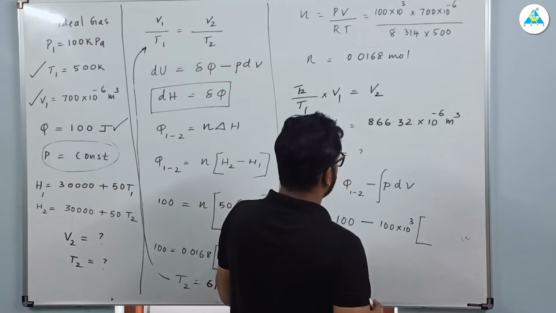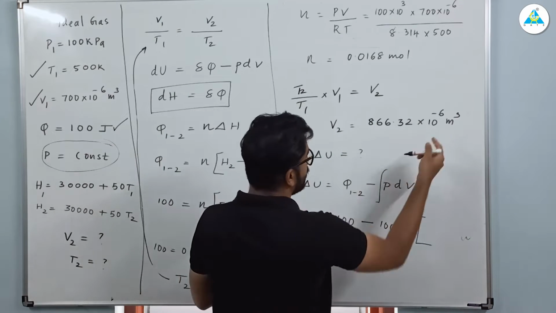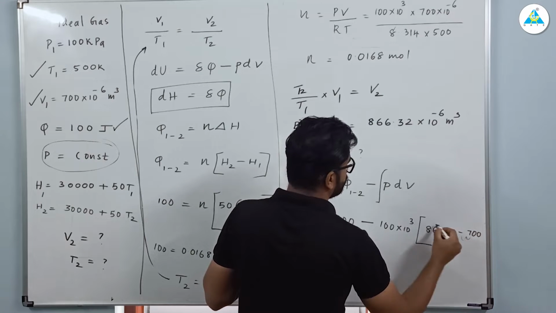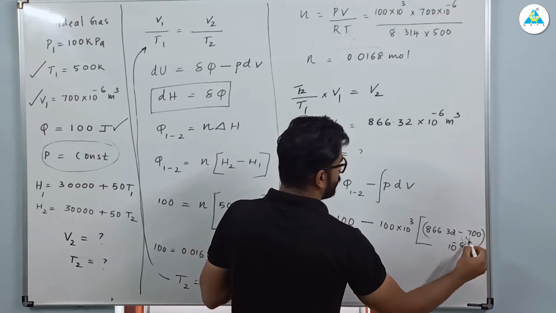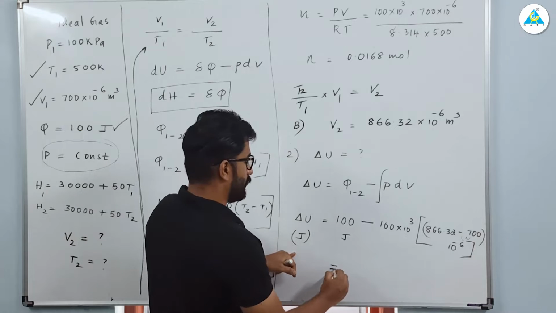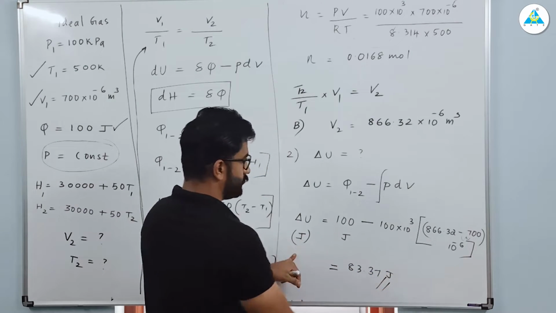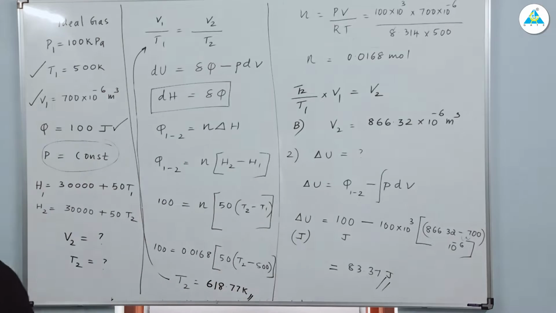You have taken it outside. What is V2 minus V1? V2 is 866.32 minus 700, into 10 power minus 6. तो आपका वैल्यू आएगा 83.37 जूल. ठीक है. I hope all of you are getting the answer.